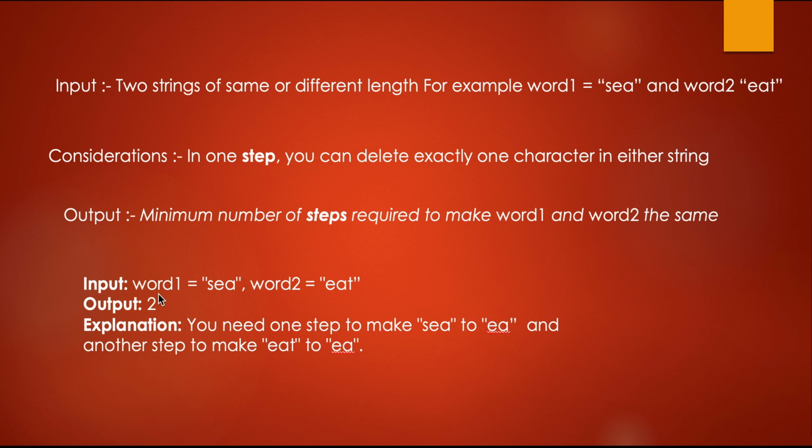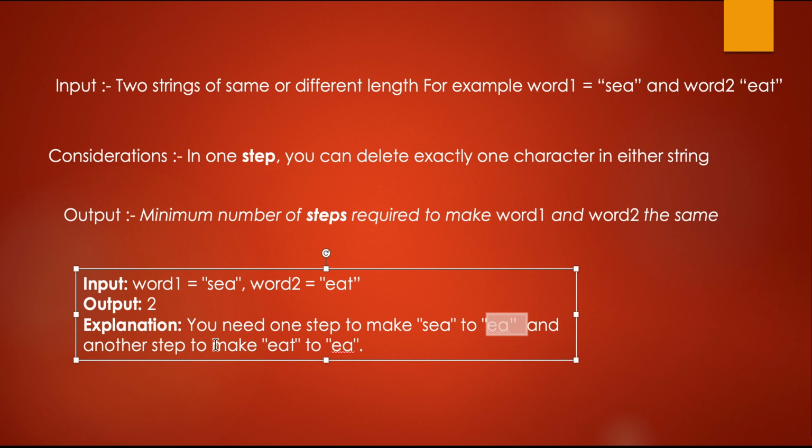For example, input is first word "sea" and second word is "eat". Here the output would be 2, because you need one step to delete s from word 1, "sea", to make it "ea", and the second step is required to delete t from "eat" to make it "ea".